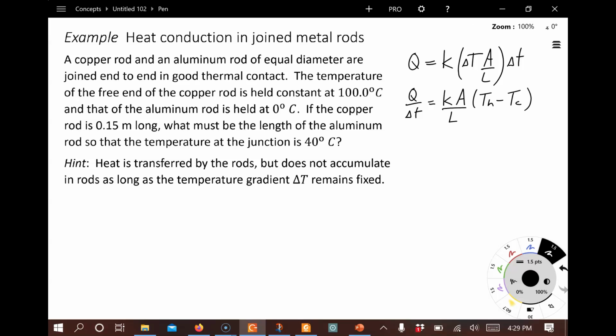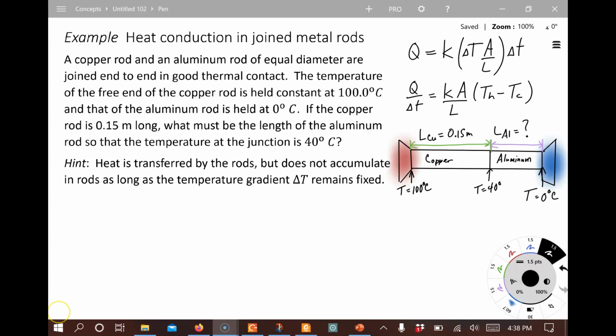All right, now for our particular situation, let's go ahead and draw a picture of what we have here. We have an aluminum rod and a copper rod that are connected between two temperature reservoirs. All right, so here we've got a picture of the reservoir that's hot at 100 degrees Celsius, contacted with the copper rod, which goes down to 40 degrees, connects with the aluminum, and then connects the aluminum rod with the cold reservoir at 0 degrees Celsius.